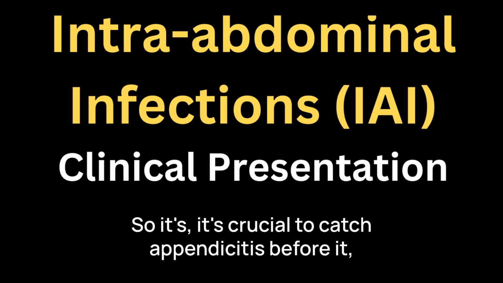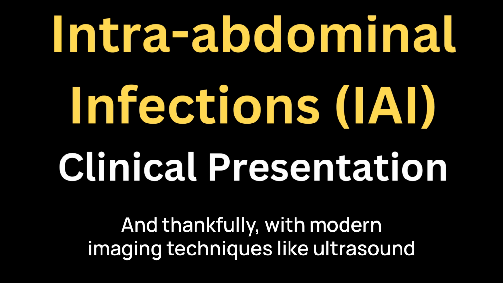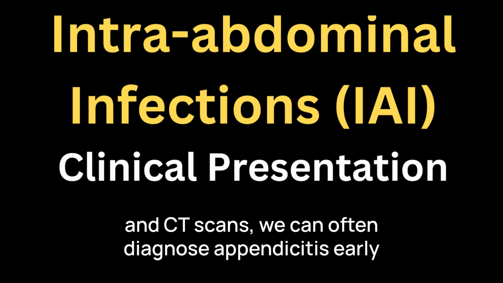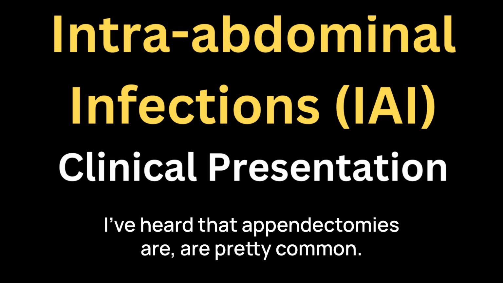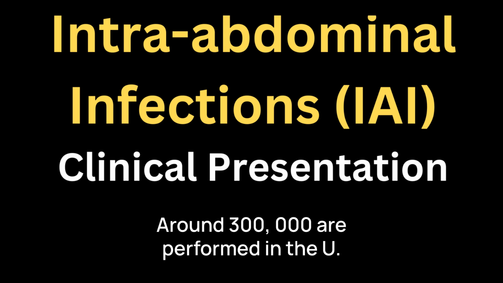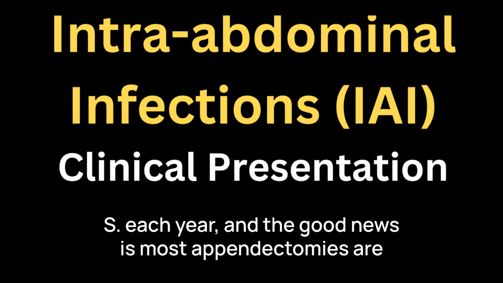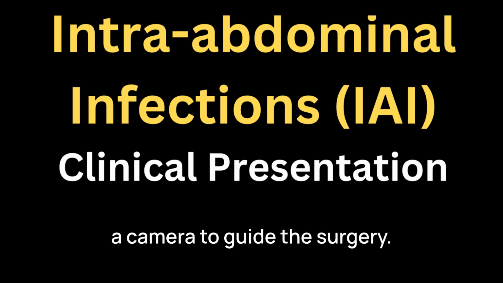So it's crucial to catch appendicitis before it reaches that point. Absolutely. And thankfully, with modern imaging techniques like ultrasound and CT scans, we can often diagnose appendicitis early and perform an appendectomy to remove the inflamed appendix before it ruptures. I've heard that appendectomies are pretty common. They are. Around 300,000 are performed in the U.S. each year. And the good news is most appendectomies are done laparoscopically now, which means using tiny incisions and a camera to guide the surgery.